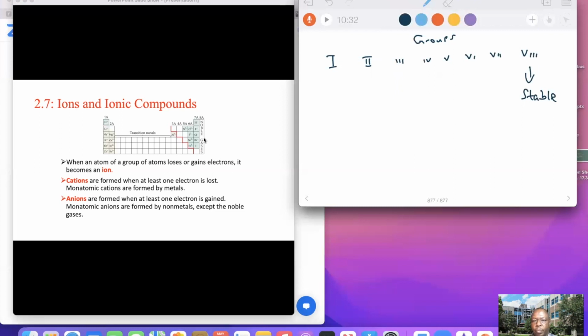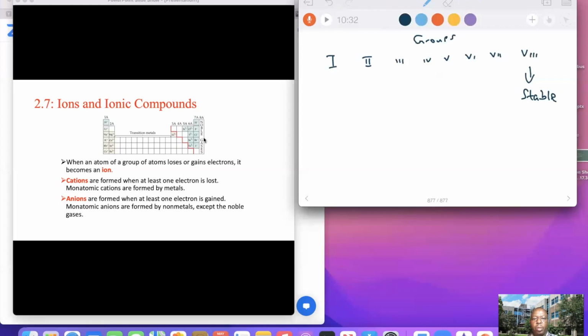Why? It's because, you know, their outermost shell, sorry to bring this up so early, when you write the electron configuration, recall from introduction to chemistry that in the outermost shell, they have 8 electrons. Therefore, they do not lose or gain electrons to react.